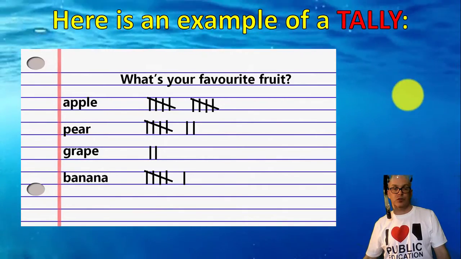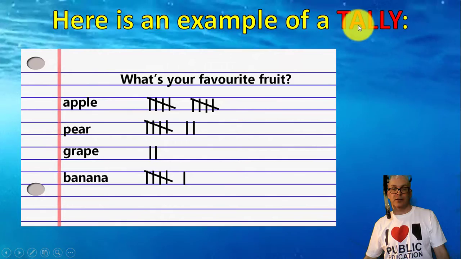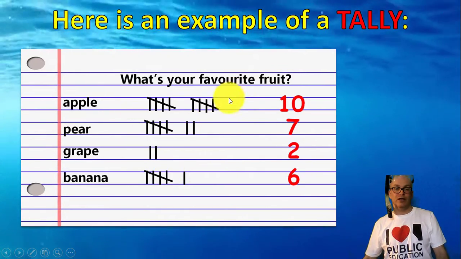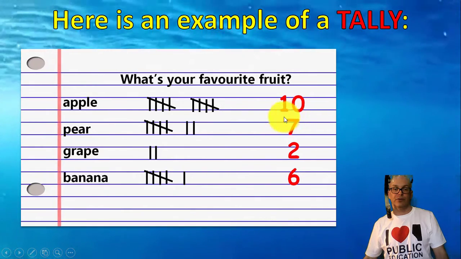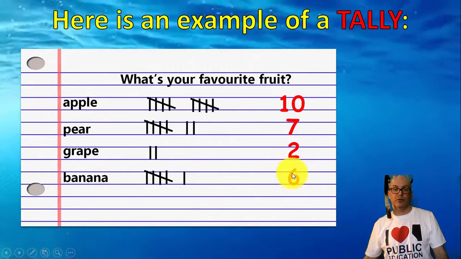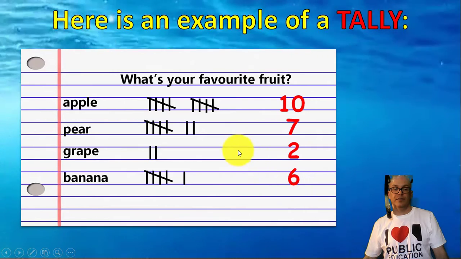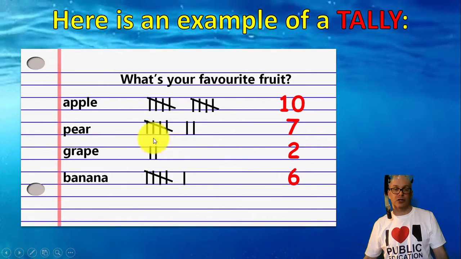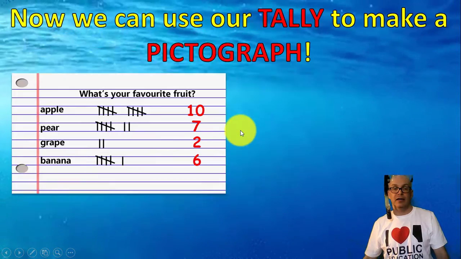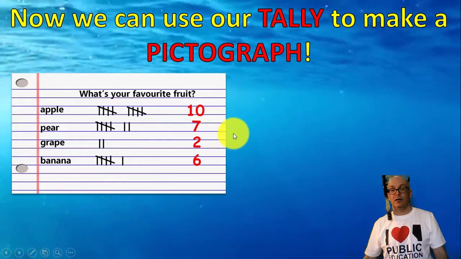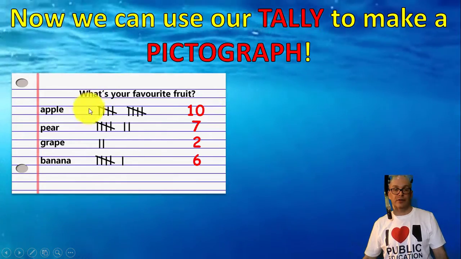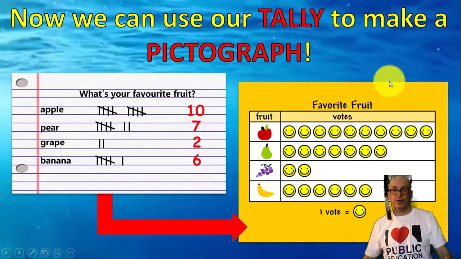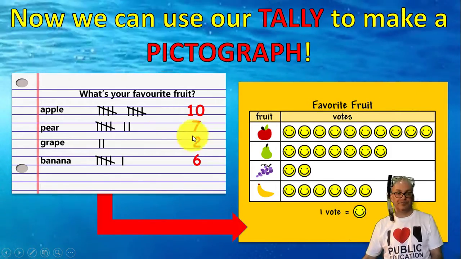Okay. So when you use these little lines with the crosses, they're called a tally. And then after you're done recording your information, then you can turn it into numbers. You can turn it into numbers over here. Then you can take this information on your tally chart and you can make a pictograph with it. See? So here's your tally chart. And there we turn it into a pictograph.